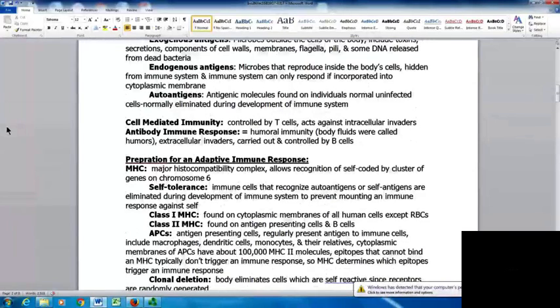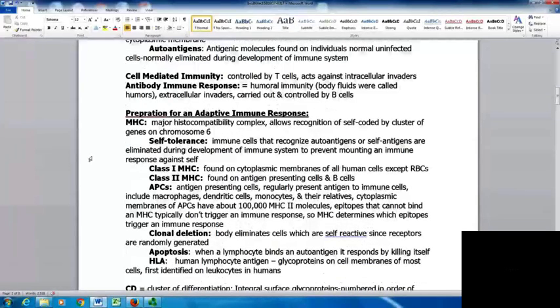Cell-mediated immunity is controlled by T cells. It's going to act against intracellular invaders, where antibody immune responses, or humoral immunity, is going to target extracellular invaders. This came from the term humoral, which means body fluids. So these are going to be carried out and controlled by the B cells.